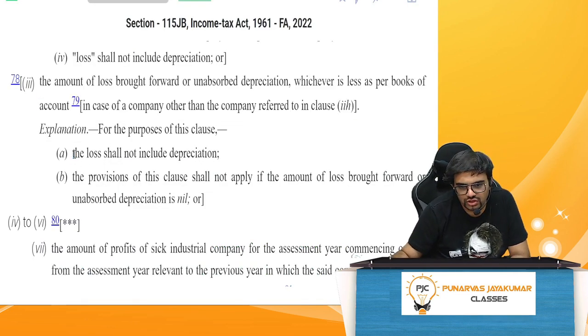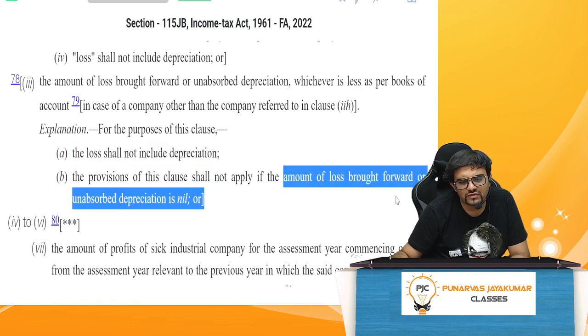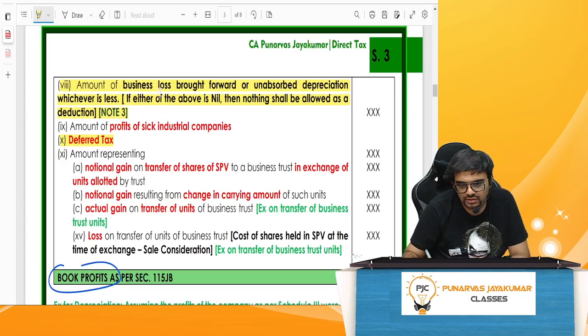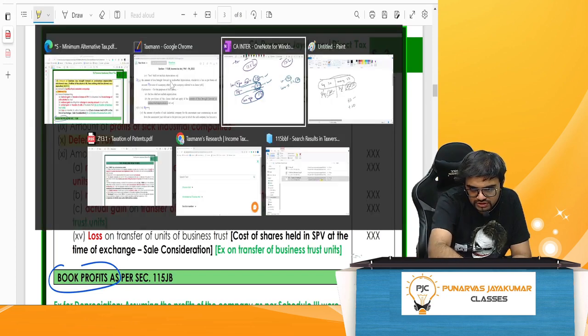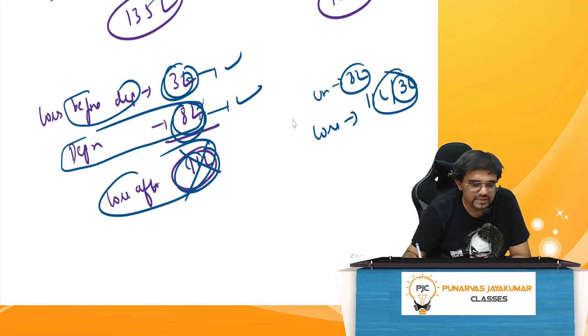Here, loss shall not include depreciation. And the provisions of this clause shall not apply if the amount of loss brought forward or unabsorbed depreciation is nil. So here, loss will not include depreciation. So basically, guys, it will not be 11 lakh. It's 3 lakh or 8 lakh, whichever is less, 3 lakh.